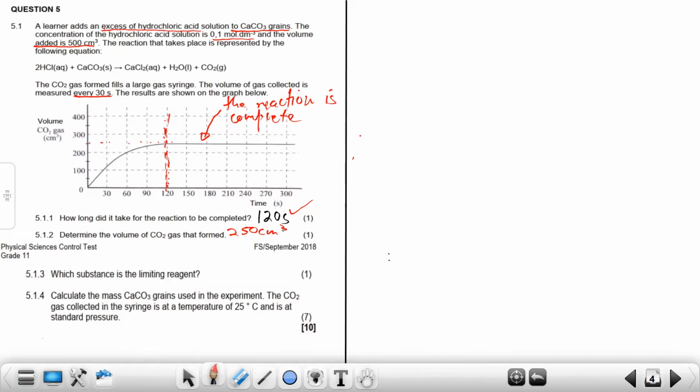If you do not have the SI unit, we don't give you a mark for it. Which substance is a limiting reagent? This one was easy because we are told that hydrochloric acid is in excess, so we are only left with calcium carbonate. So this was now an easy thing to do.